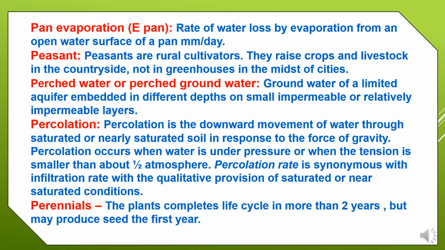of gravity. Percolation occurs when water is under pressure or when the tension is smaller than about half atmosphere. Percolation rate is synonymous with infiltration rate with the qualitative provision of saturated or near saturated conditions. Perennials. The plants complete life cycle in more than 2 years but may produce seeds in the first year itself.